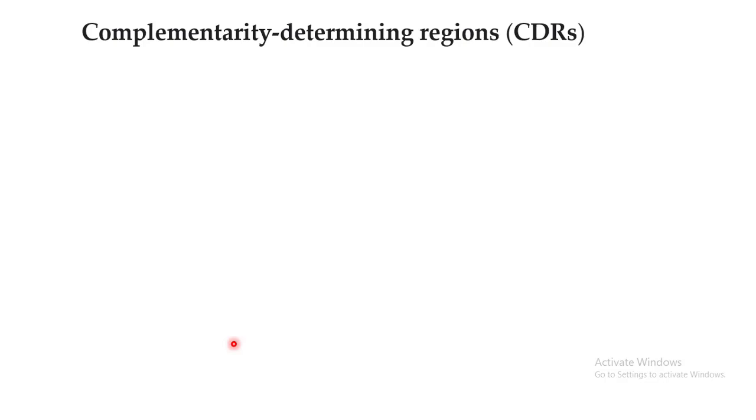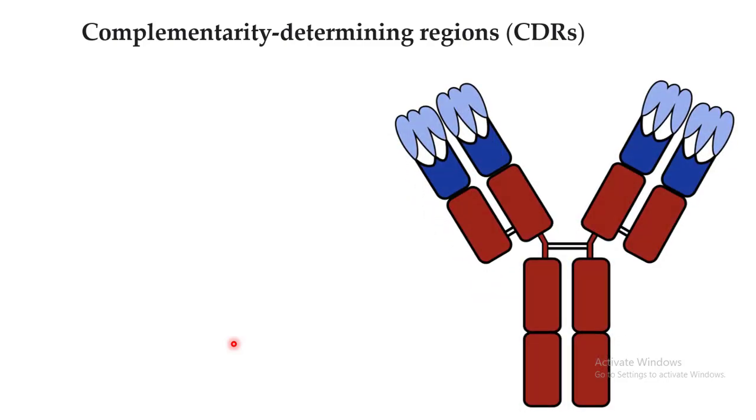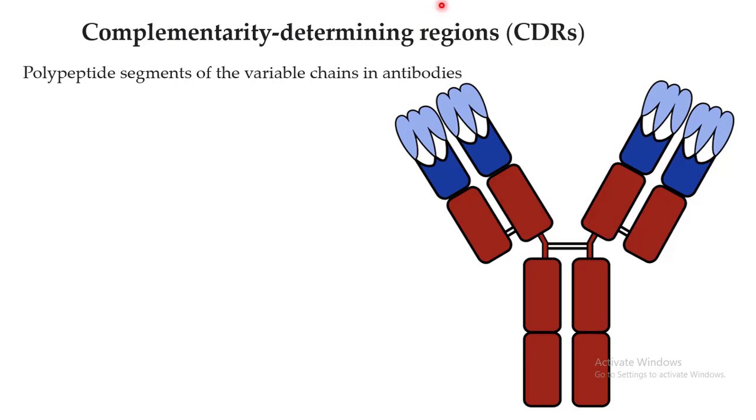So you need to understand this. The complementarity-determining regions are actually the regions that are part of the variable domain. They are not part of the constant domain. Most of this is part of the variable domain, but some part of it comes from the constant region. These complementarity-determining regions are actually the polypeptide segments of the variable chains in antibodies.